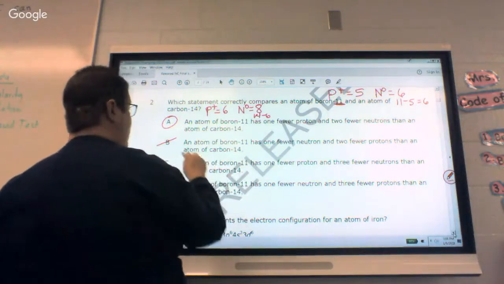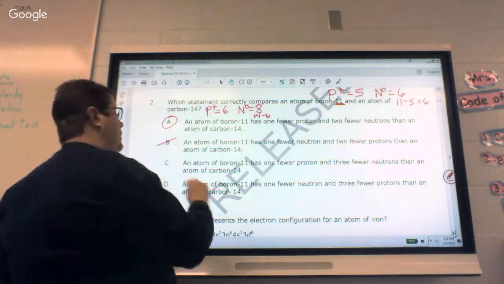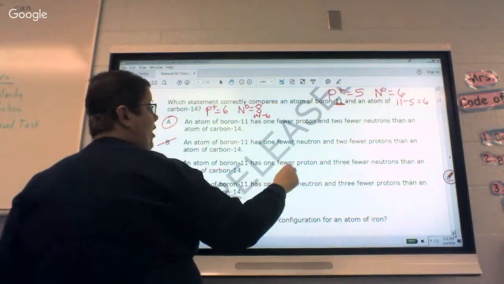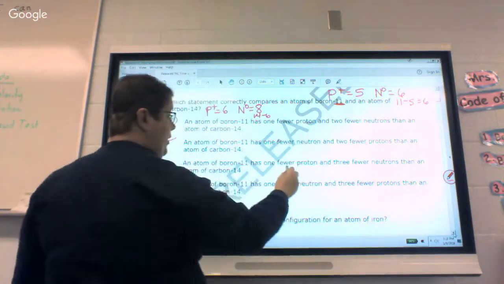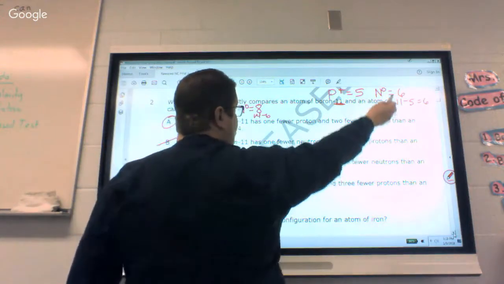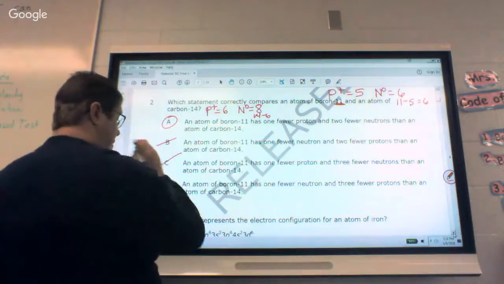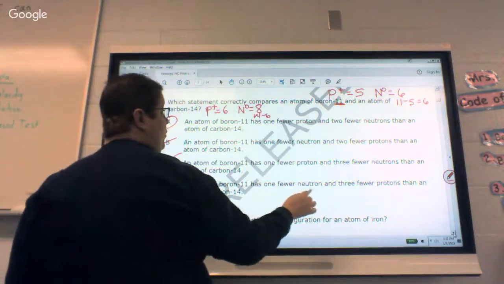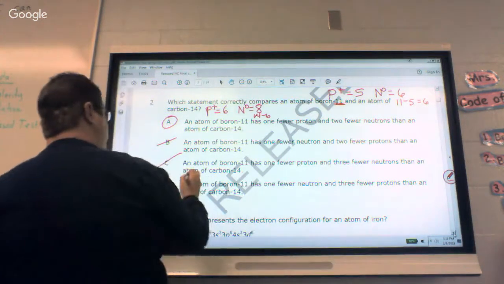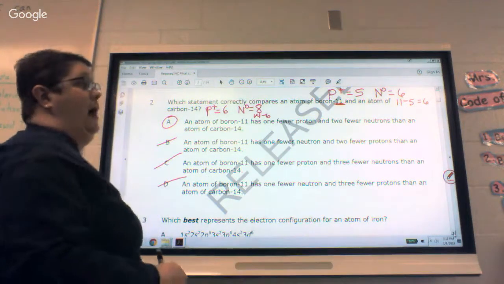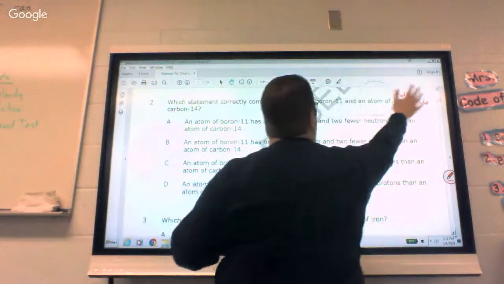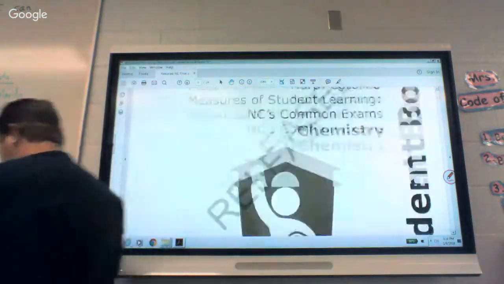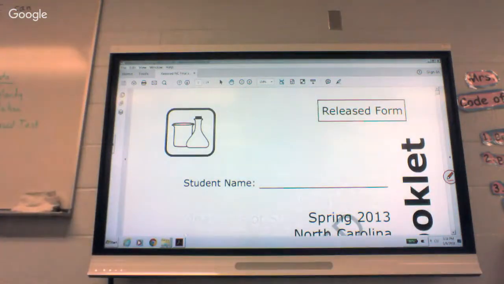An atom of boron has 1 fewer proton. Yeah, it has 1 fewer, but it has 3 fewer neutrons. Nope, it doesn't have 3. An atom of boron has 1 fewer neutron. Nope, it's got 2. So A would have been the right answer. We could circle A. Okay? But don't just read. Find the answers and then solve.